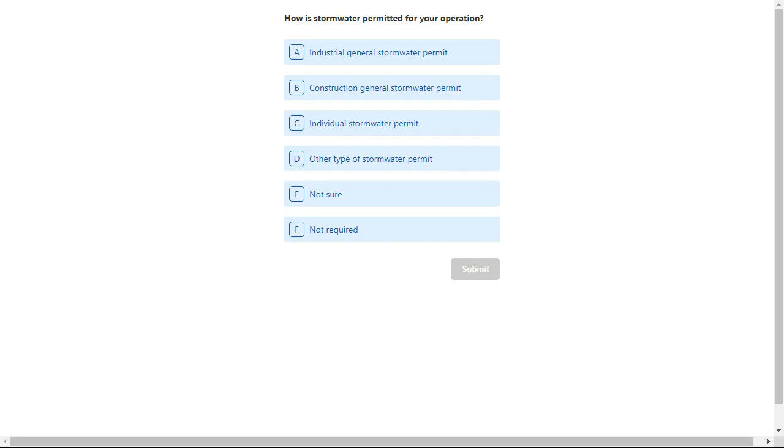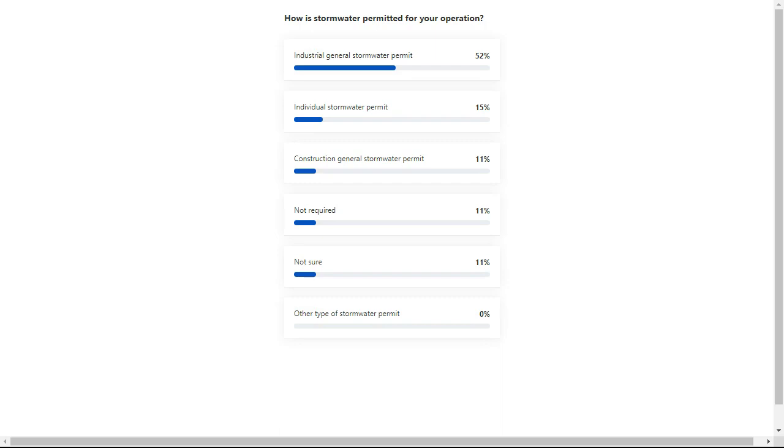Mishka, okay, so it looks like we may have some of those poll results. All right, perfect. So we have here approximately 54.5% actually with industrial general stormwater permits, 9.1% with construction general stormwater permits, 18.2% under individual permits, no other type of stormwater permit, kind of as expected, and then 9.1% that are not sure, and another 9.1% not required. So thank you guys for participating. That will definitely help us guide our focus as we move through the rest of our material here.